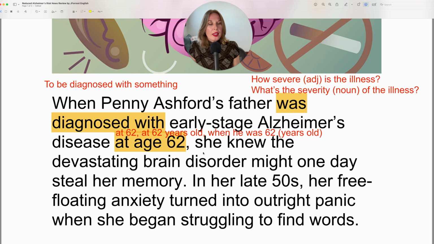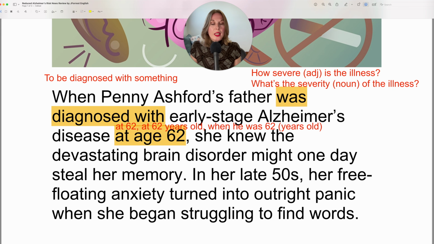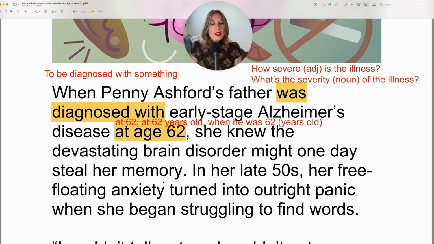Let's keep going. She knew the devastating brain disorder might one day steal her memory. Now notice here, this might, one day is a time reference, and the next verb is steal.